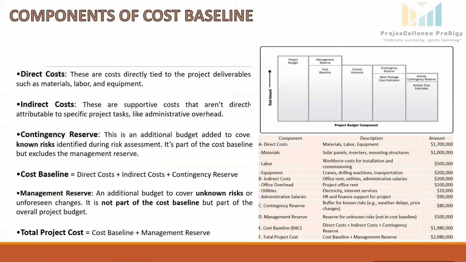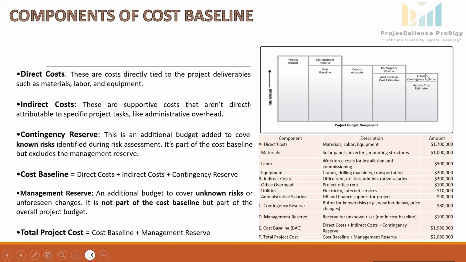Components of cost baseline. If we see this graph here, it shows the project budget component on x-axis and the cumulative cost on y-axis. The first component here is the activity cost estimates. This is the estimated cost for each project activity, which includes resources like labor, material, and equipment cost, which are necessary to complete each specific activity within the project.